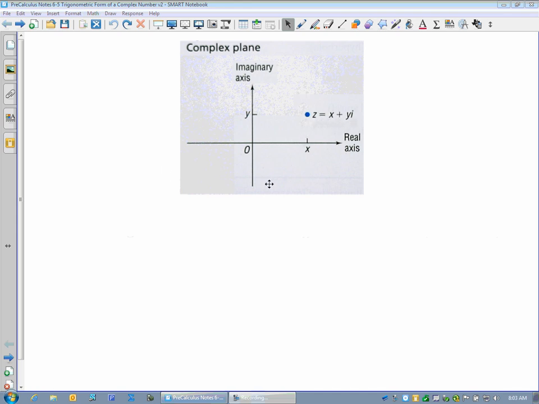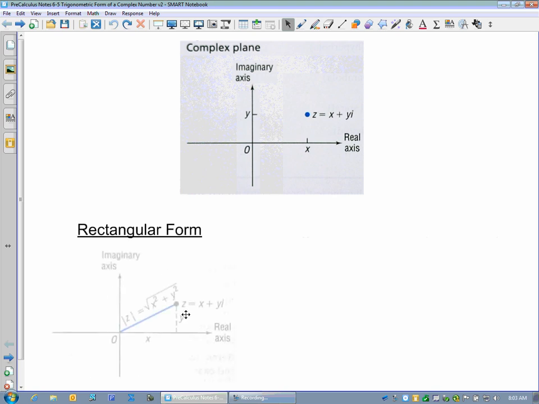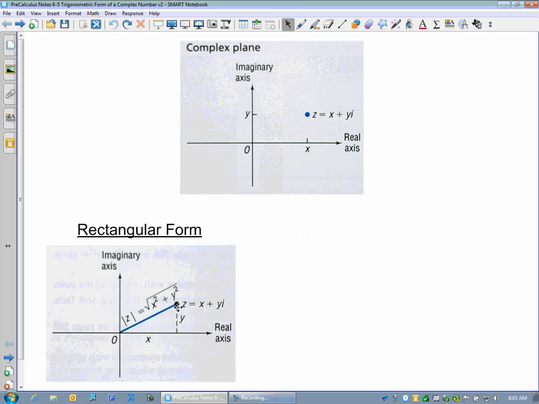There's two ways to look at this coordinate, though. We can look at it in the rectangular form, which is what we just did. That's where we get to the point by going horizontally and vertically. So we can describe the position of this point on the plane as x is the horizontal distance, y is the vertical distance, so it's x plus yi.